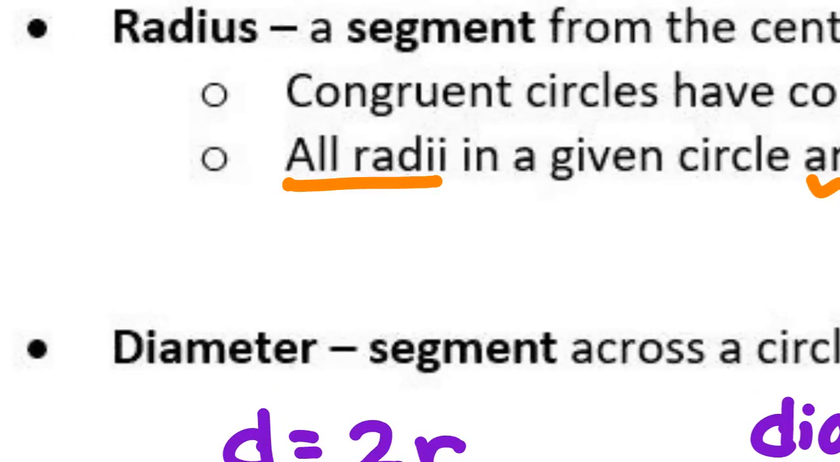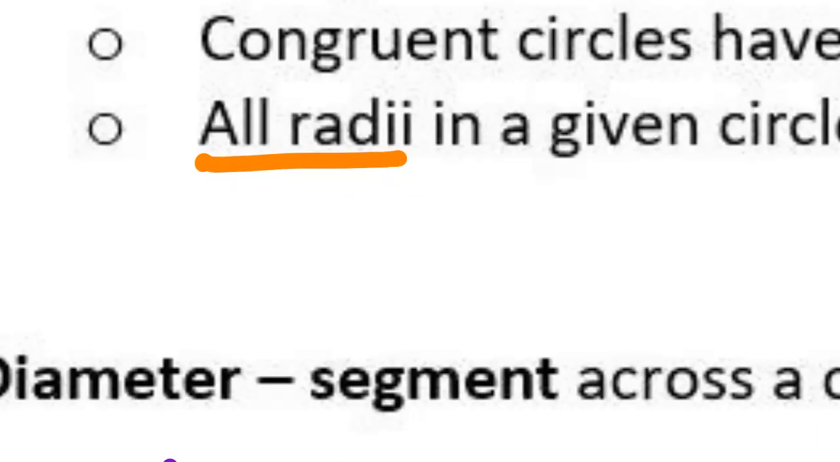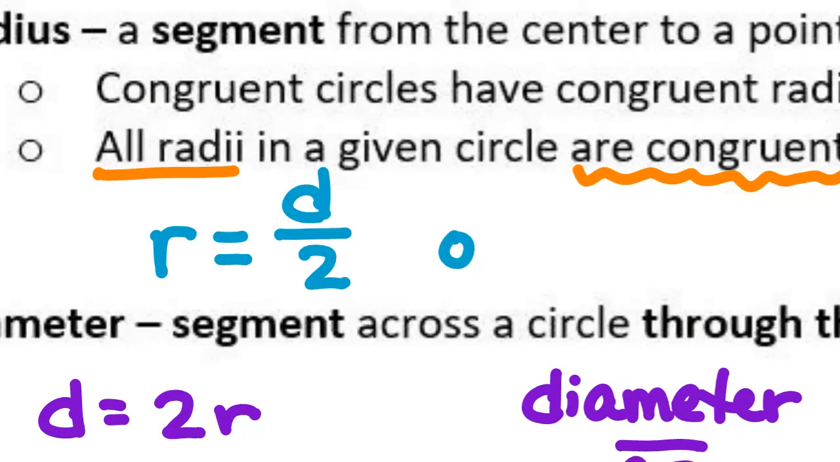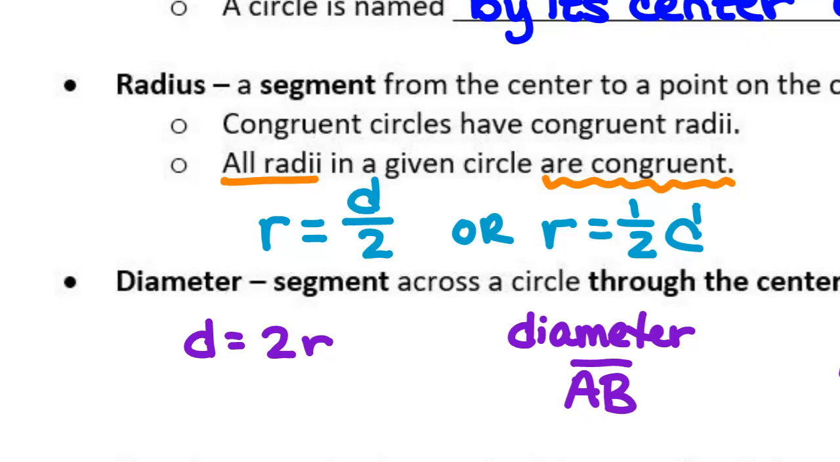So if I know the size of the radius, I can find the size of the diameter by multiplying it by 2. If I know the size of the diameter, I can take the size of the diameter and divide it by 2, which is the same thing as multiplying it by 1/2, and that would give me the size of the radius.